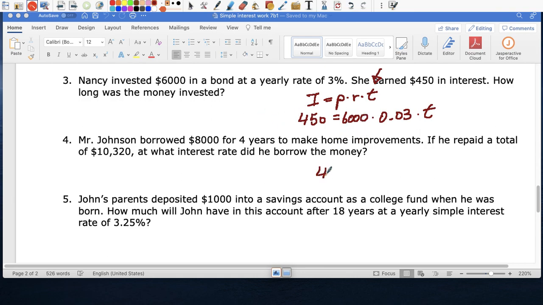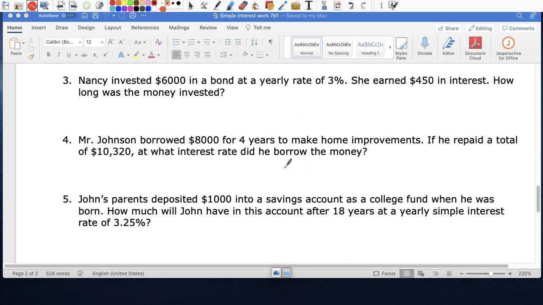Well, okay, so $450. Let's multiply 6,000 times 0.03. That's 180 T. Divide both sides by 180 to isolate the variable, right? So that 180 goes away, and our time in years is 450 divided by 180, which is 2.5. So she left her investment for 2.5 years before collecting.